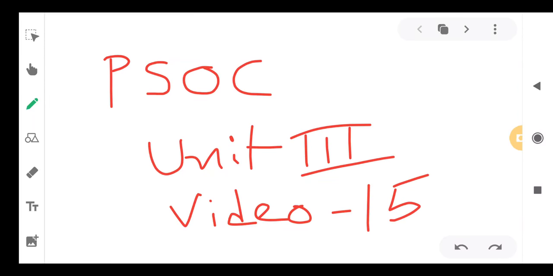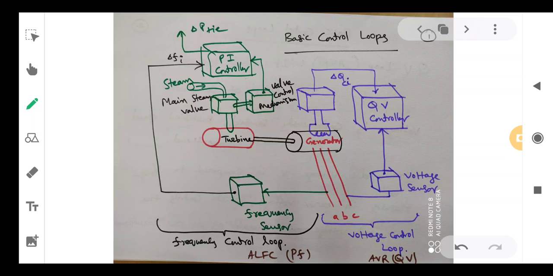Good morning everyone. The next important topic in power system operation and control, that is unit 3, the modeling of various components of generating plant including speed governing system. It might be video number 15 approximately.